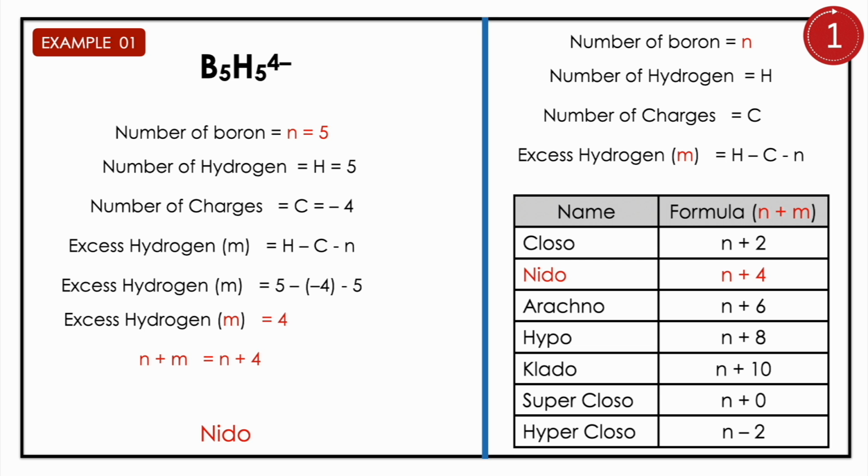First we count the number of boranes, which is 5, so N equals 5. Then the number of hydrogens, which is H, that is 5. Then the charge C, which is minus 4. Then the excess hydrogen using H minus C minus N. So excess hydrogen M equals 5 minus of minus 4 minus 5, which gives 4. So M is 4. So N plus M is N plus 4. N plus 4 means, according to our table, it is a Nido structure. The concept you have to learn here is that charges are an important part of the borane. Always be careful with that.